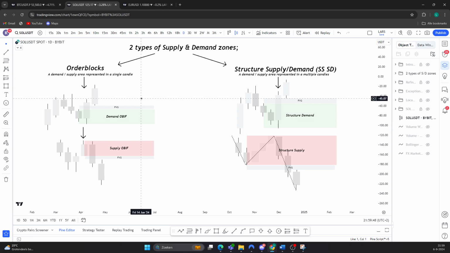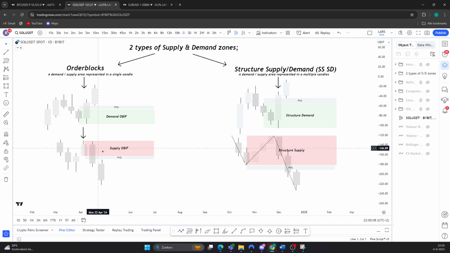A bullish order block is simply the last bearish candle before having an expansion away that left a fair value gap. You need the fair value gap. If there's no fair value gap, it's not a valid order block. And it's the exact same way the other way around.